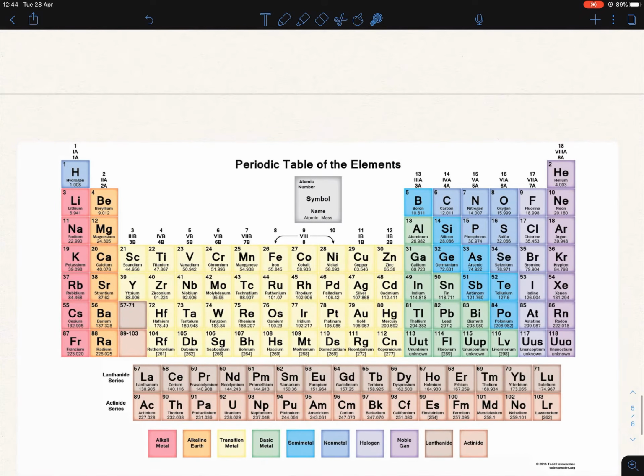Now, as a junior cycle student, you need to be able to name and identify the first 20 elements. So that goes up to here, Ca standing for calcium. You will be given a log table in your exam.